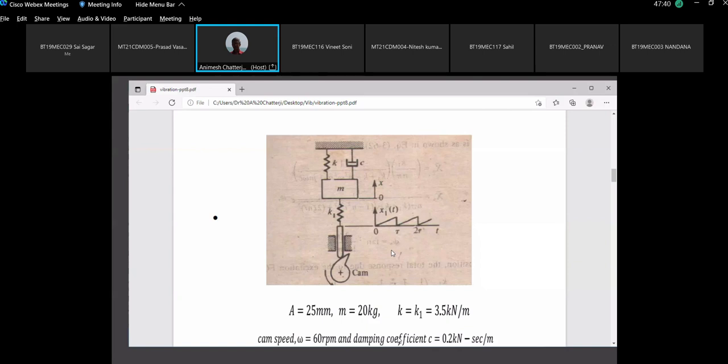Agree? See, damping becomes a deciding factor around resonance. After root 2, damping does not make much difference. You see your DF graph? Damping hardly plays any role beyond root 2. So, if we can keep omega by omega n greater than root 2, my dynamic amplification factor will be less, irrespective of n.